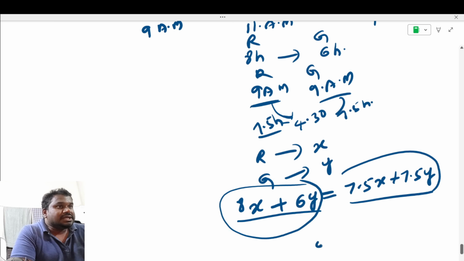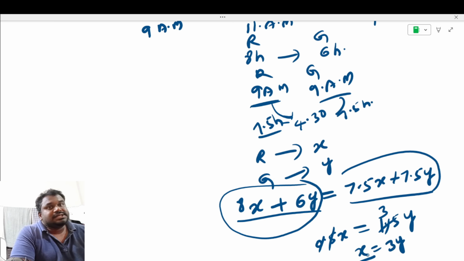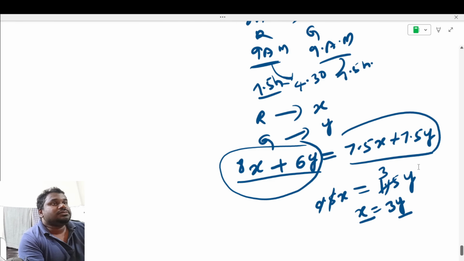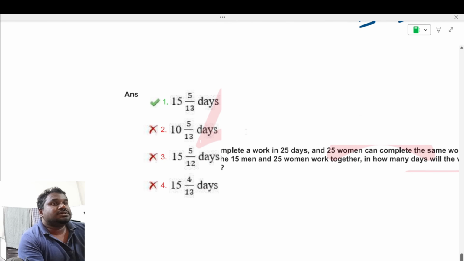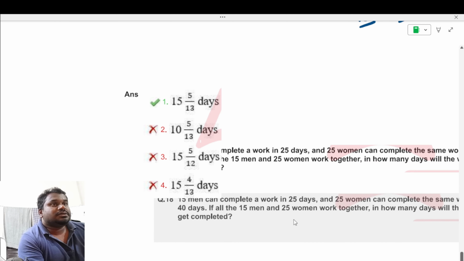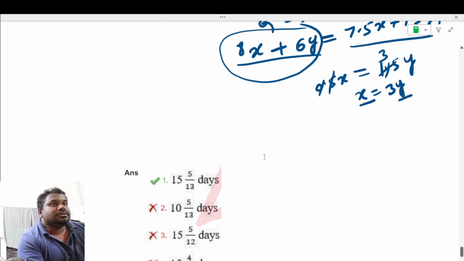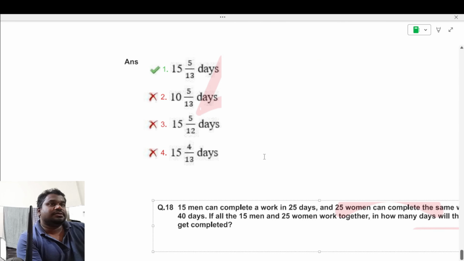Then from this I get 0.5x is equal to, I'll take 6 this side, 1.5y. So the point gets cancelled, 5 and 5, then x is equal to 3y. So here x is the efficiency of Rahul and y is the efficiency of Gautam. So now you got their efficiencies. So you can use that. By using that, you can find the solution.